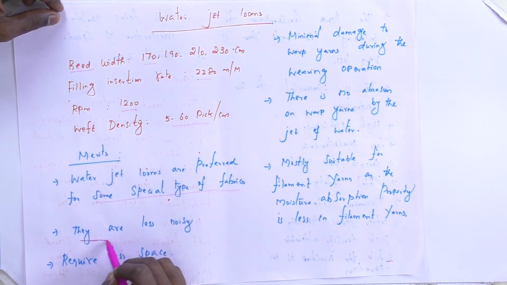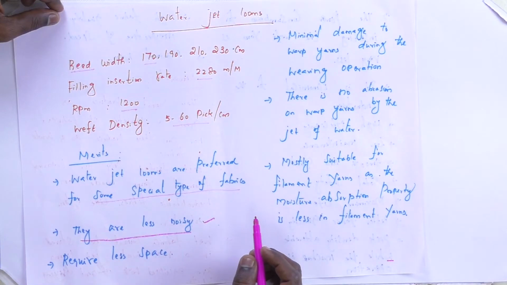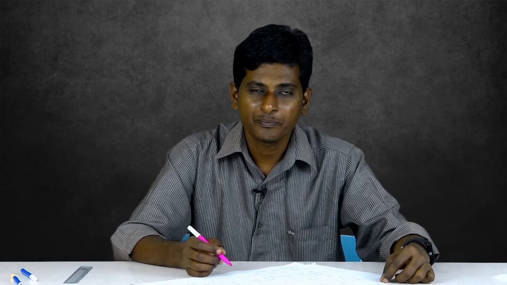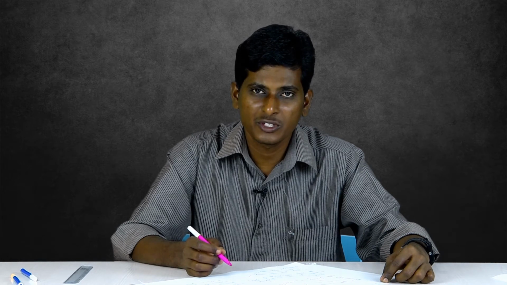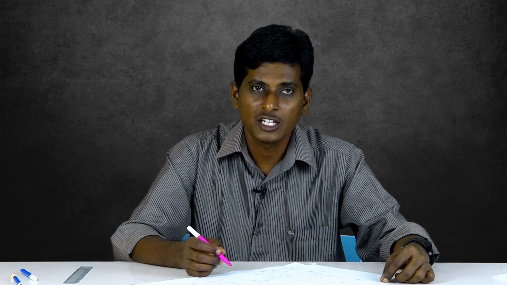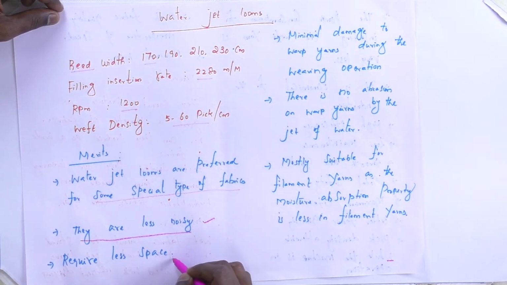They are less noisy. When comparing to shuttle loom, the number of parts required to insert the pick is very less in water jet looms, and the machine abrasion and the noise which is produced in shuttle loom are all reduced while using water jet looms. And less power and less space is required for water jet loom when comparing to other types of loom.